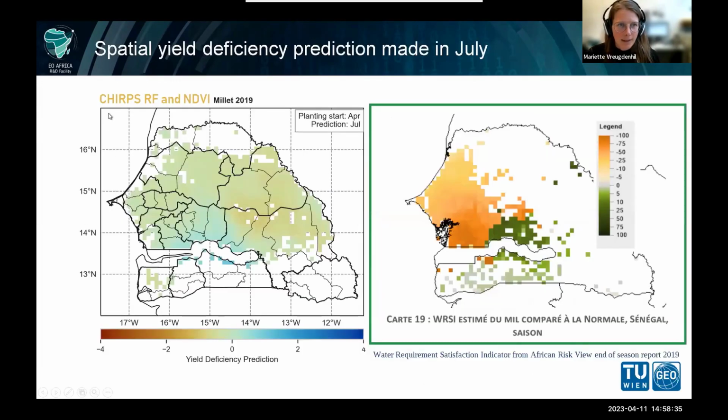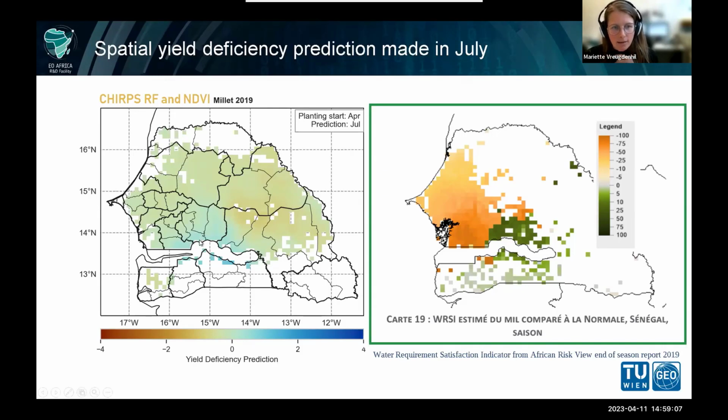So why is this important to do? What we're seeing here is this yield deficiency prediction based on CHIRPS rainfall data and NDVI for 2019. And what we see here on the right is a map of the water requirement satisfaction indicator from African Risk View. And this is the end of season report for 2019. And this is the data that is used by the African Risk Capacity to do payouts for drought insurance, basically.